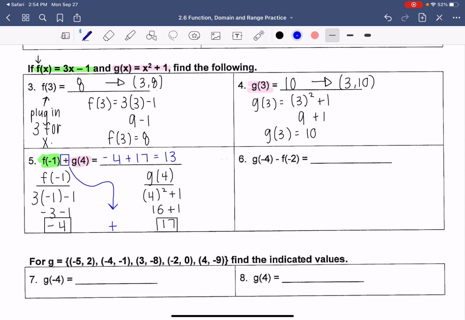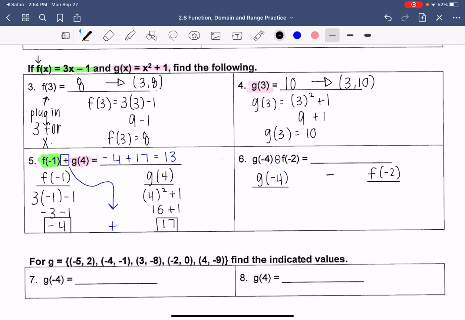So that's going to be the same thing for number 6, but now for number 6 we're going to subtract. Okay, so again, we're going to do g of negative 4 here, and we have f of negative 2 here. And then in the end, we're going to subtract them.